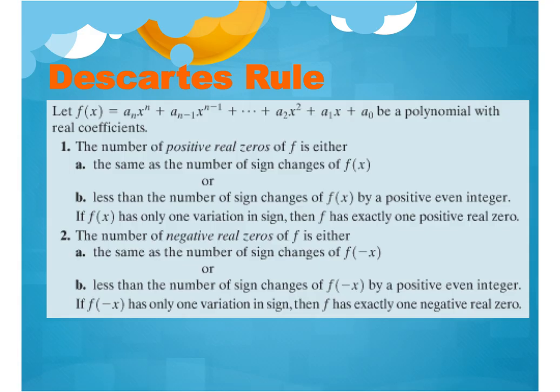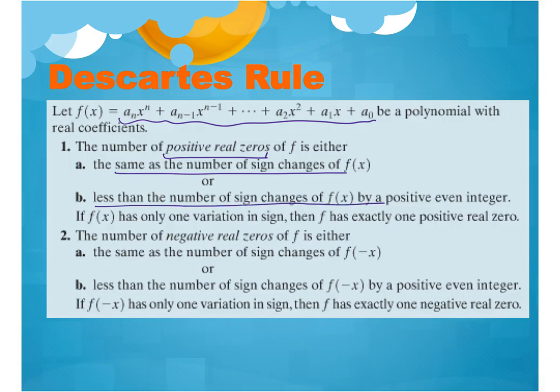Okay, Descartes' rule is going to help you know which terms of your possible bank to try. So we're going to start to try to use that to eliminate some of those possible roots. What this basically says is when I look at a polynomial, it doesn't matter how many terms there are, the number of positive real zeros is the same as the number of sign changes or less than the number of sign changes by a positive even integer.